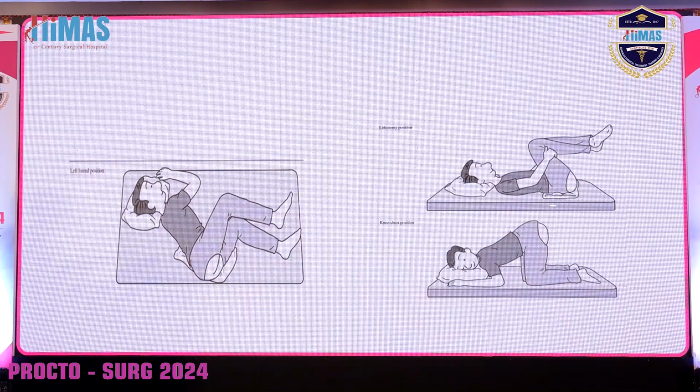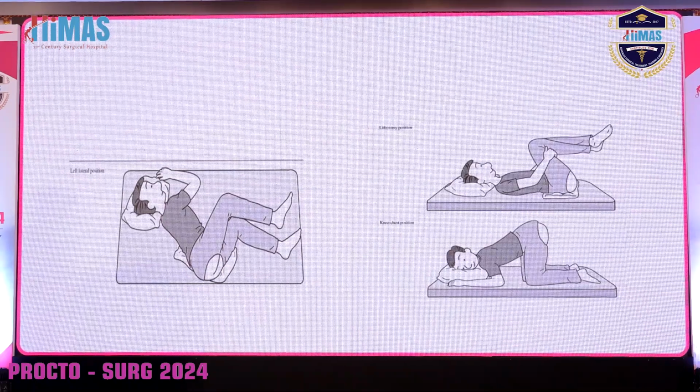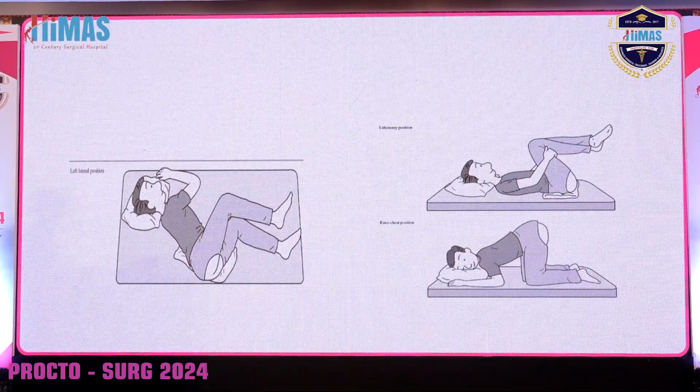And lithotomy position: in Japan, most of the female examinations are done in lithotomy position. The advantage is you can do a bimanual examination, where you can examine pelvic tumors, ovarian tumors, and pelvic collections. The knee chest position: the advantage of this position is the rectosigmoid angle will become straight and you can perform the sigmoidoscopy.